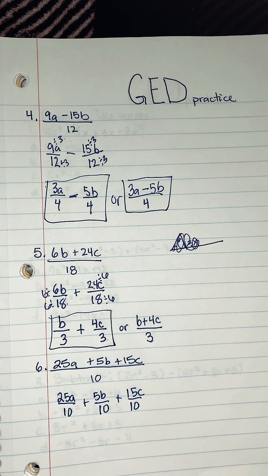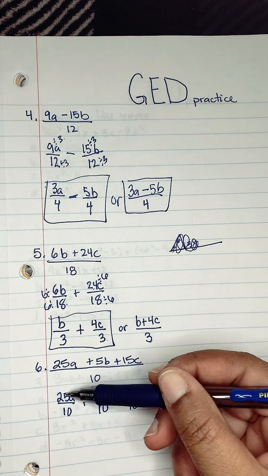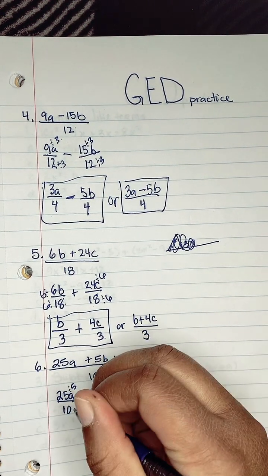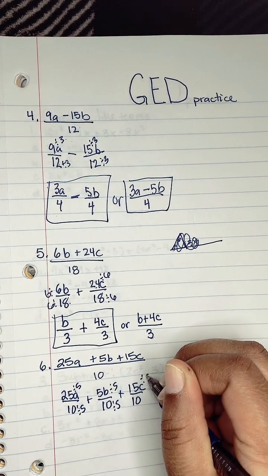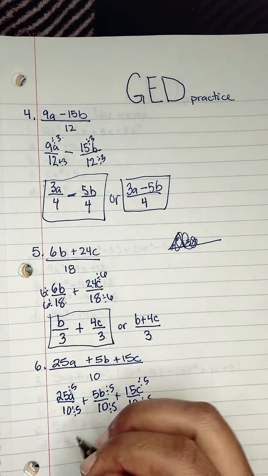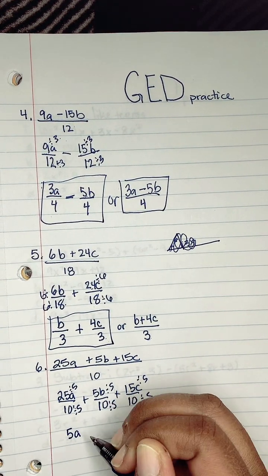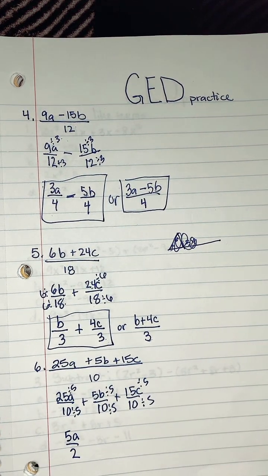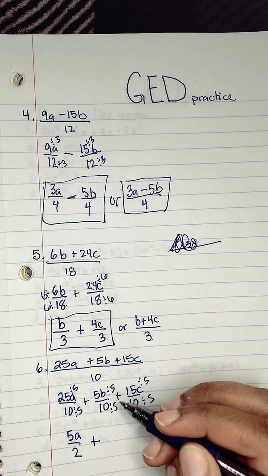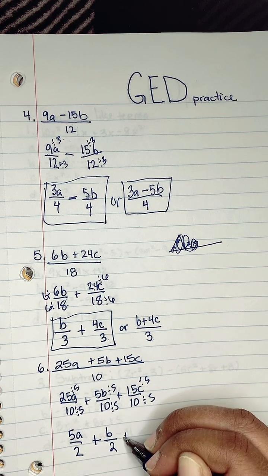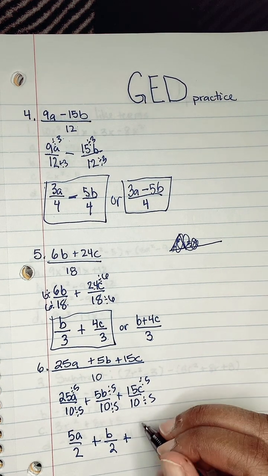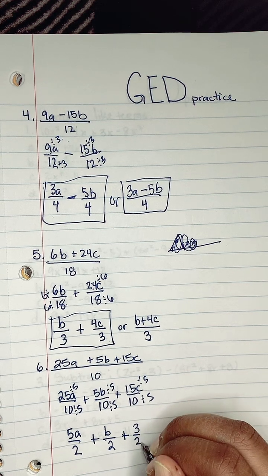Okay, so Sip said 5 parentheses 5A. Ooh. Okay, so you're saying we can divide by 5. I love it. So if we divide each of these by 5, 25 divided by 5 is 5A. 10 divided by 5 is 2. Plus 5 divided by 5 is just going to leave us with 1B. And then we have 2. Plus 15 divided by 5 gives us 3 over 2.